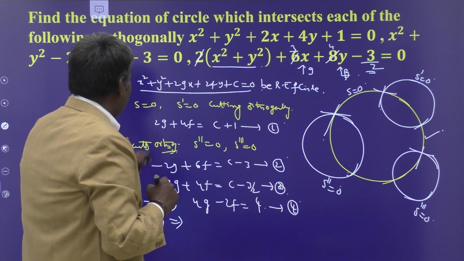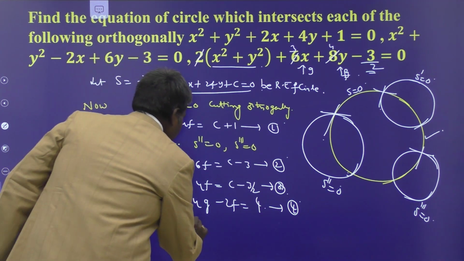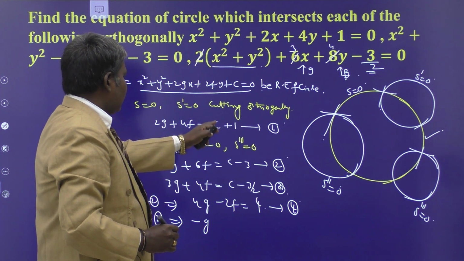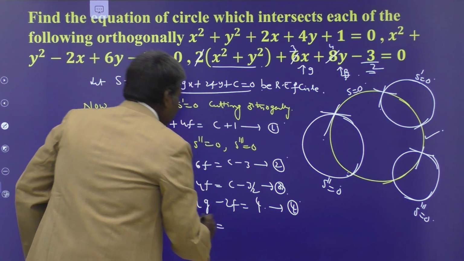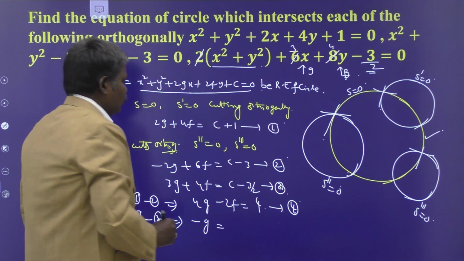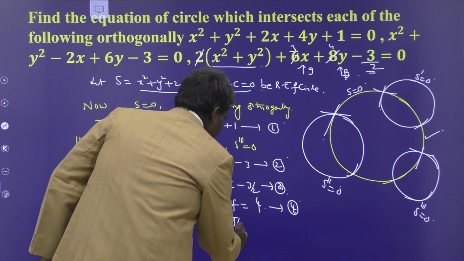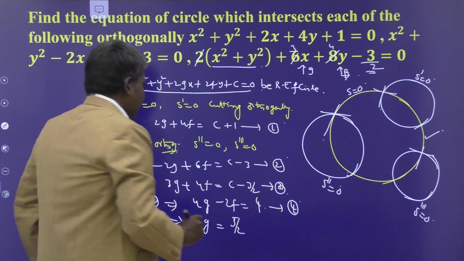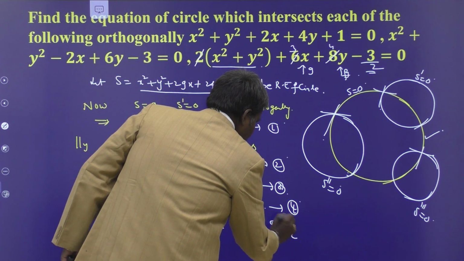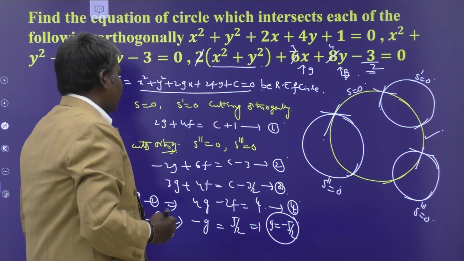1 minus 3, what happened? 2g minus 3g, we mean minus g. Next 4f gets cancelled and c, c also gets cancelled. Minus g is equal to 1 minus of minus 1 plus 3 by 2, we mean 5 by 2. So g is equal to minus 5 by 2. This is the value of g.